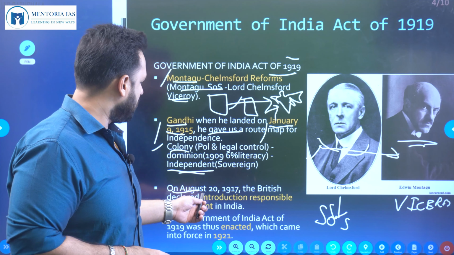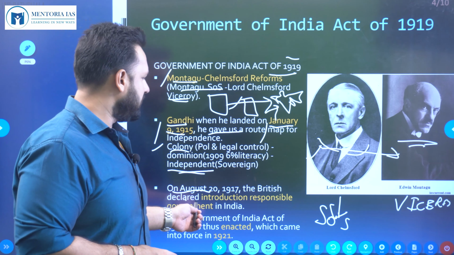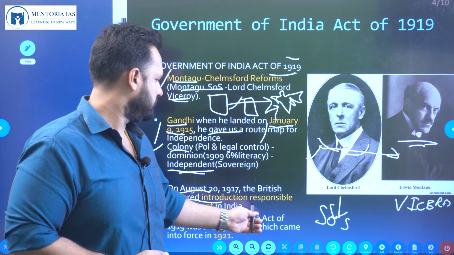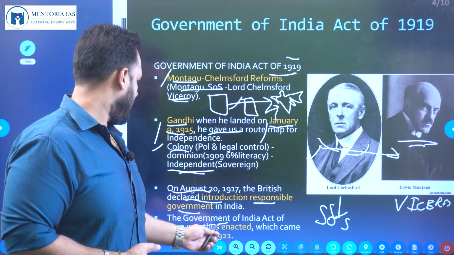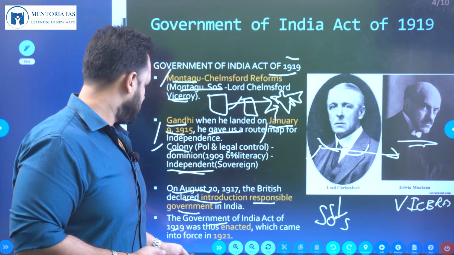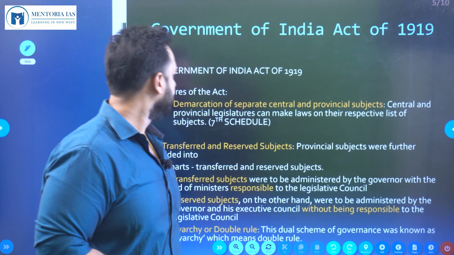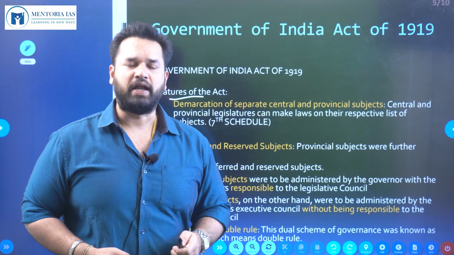And then on August 20, 1917, the British declared that they would introduce a responsible government. And then the Government of India Act 1919 was enacted, which came into force in 1921. Let's look at the features of the act.